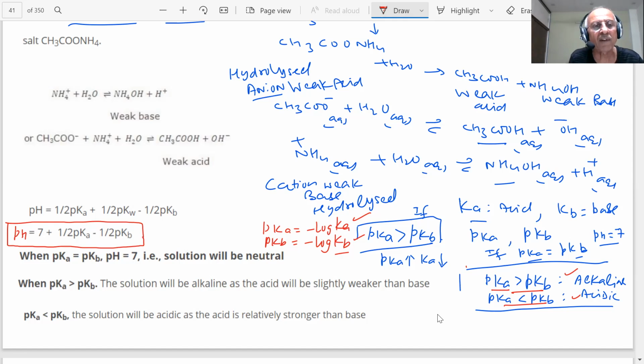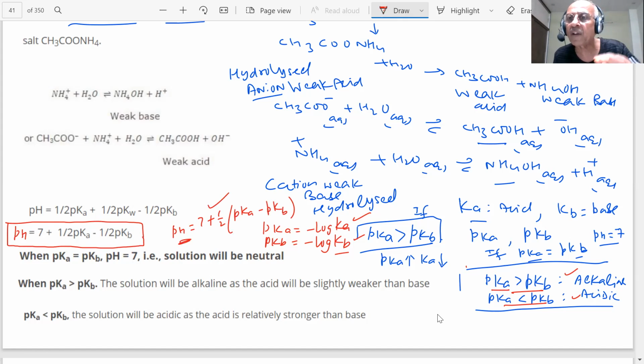So if I am given the value of pKa and pKb, student, then I will find the value of the pH. That means pH is equal to 7 plus half (pKa minus pKb). This formula you must note down, it can be used in the exam. It has been asked in a question, student, where they have given the value of pKa and pKb and asked whether the pH will be more than 7, less than 7, or neutral, acidic or alkaline.